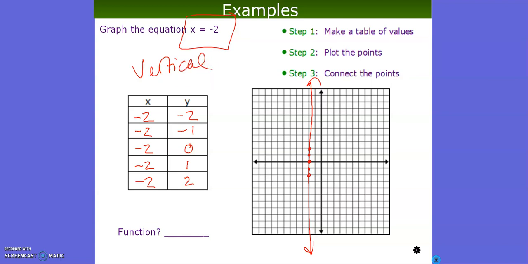Does that pass the vertical line test? Well, we just plotted all of our points. So when we dropped that red vertical line in there, did it touch our points in just one spot? No, it touched all of them. So this one is not a function. It fails my vertical line test.